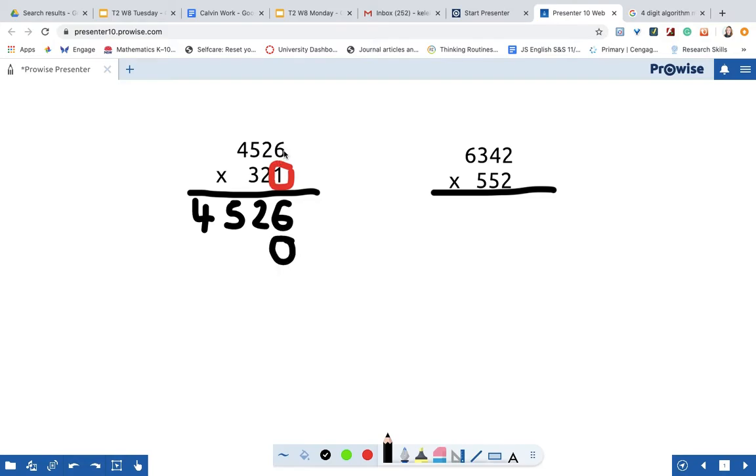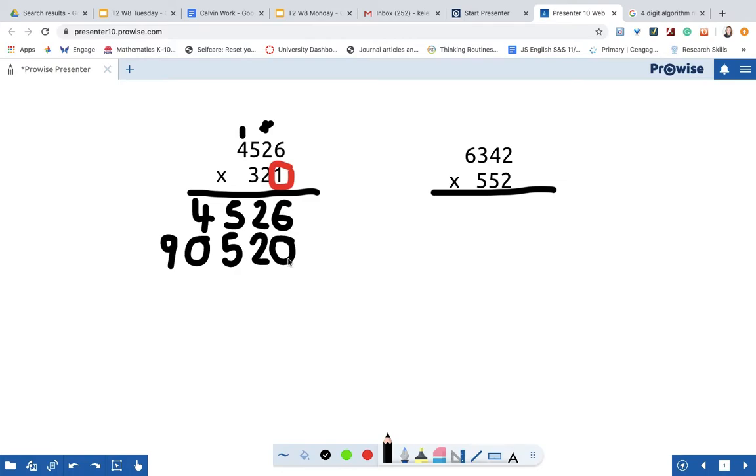So 2 times 6 is 12. So remember, we leave here the 2 and we carry over the 1. 2 times 2 is 4 and we add the 1 is 5. 2 times 5 is 10. So we leave 0 over here and we carry the 1 up here. We've already used that, so we cross that out. And 2 times 4 is 8 and 1 is 9. Perfect. Now, the difference today is we're going to be moving on to hundreds.